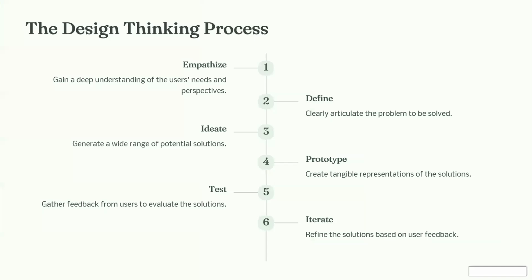All right. So next, we are going to look at the stages or processes, as you may call them, of design thinking. So you have empathize, define, ideate, prototype, and test. Then the final one is iterate. Under empathize, you are basically gaining a deep understanding of the user's needs and perspective. Then under define, you clearly articulate the problem to be solved.